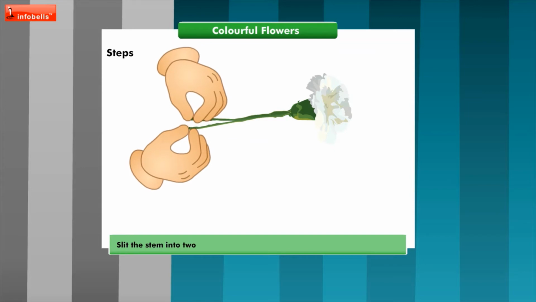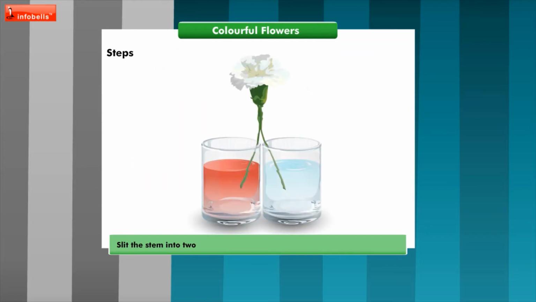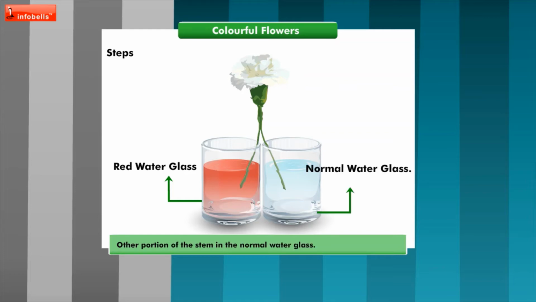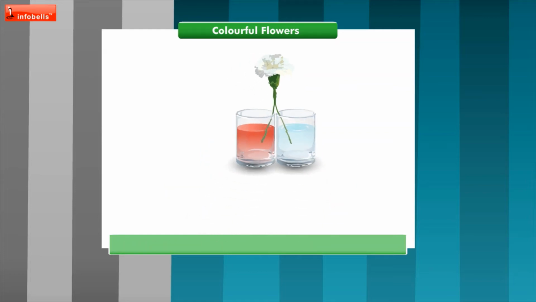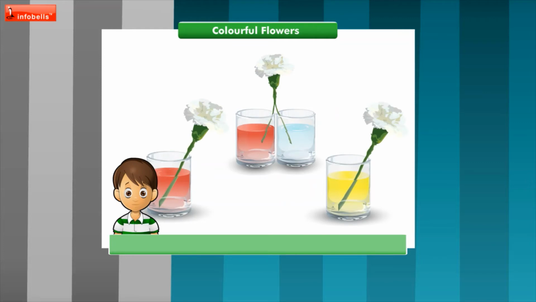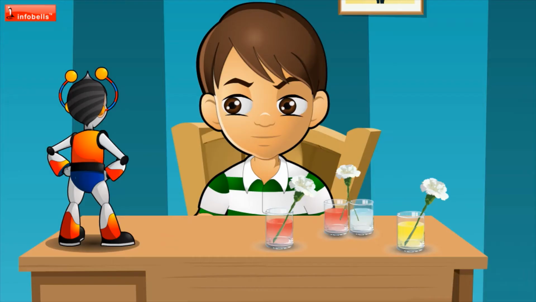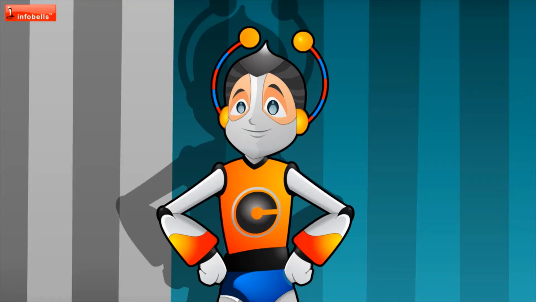Take one more flower and slit the stem into 2. Keep one portion in the red water glass and the other portion of the stem in the normal water glass. What will happen now? We will leave this overnight and see it in the morning. Let's go to bed then. Good night, Chotu. Good night, Yuvi.